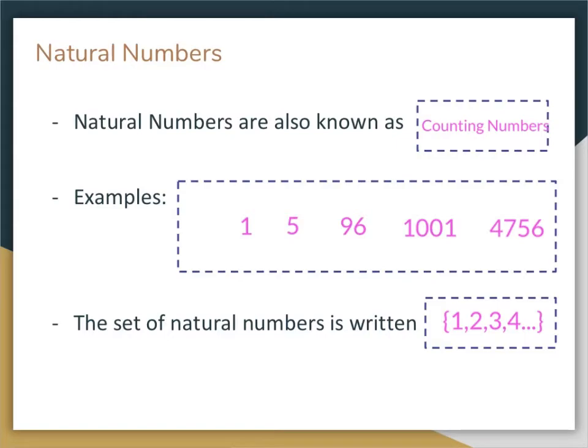So if a question asks you to write the set of natural numbers, you have to include the braces. If you do not write the braces on the end, your answer will not be correct and you will not receive credit. So it is very important that you write both the braces and the numbers when talking about a set of natural numbers. Now let's take a look at whole numbers.